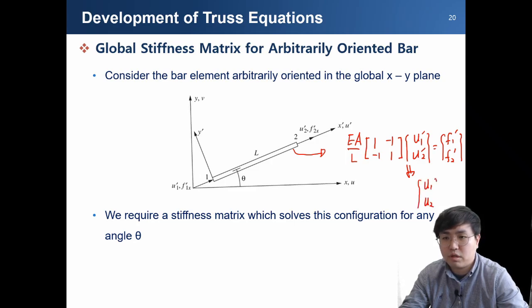We should define this equation in the global coordinate system. This truss element extends only in the local x direction. However, from the global coordinate point of view, elongation occurs in both the global x-axis and global y-axis. So that means we are going to change it.